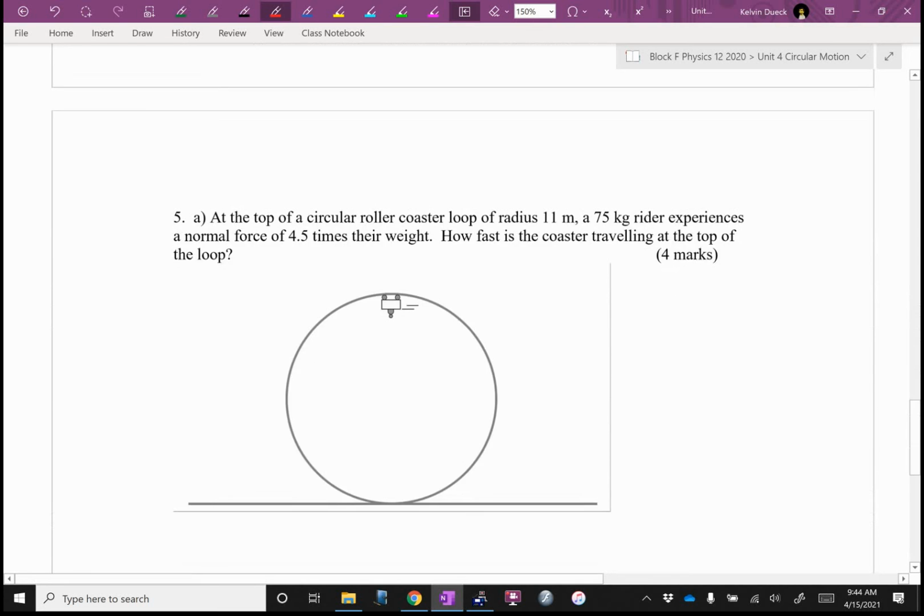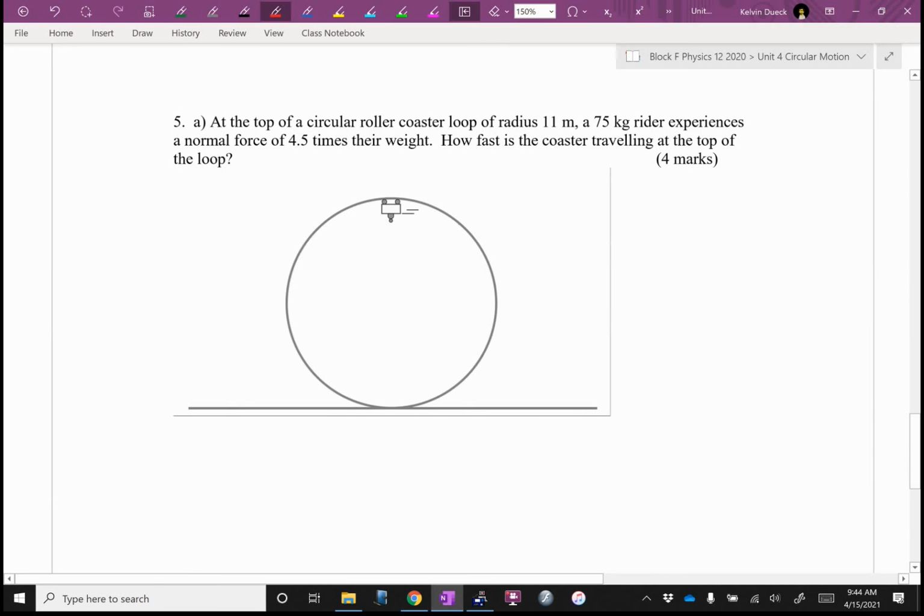Turn the page over. Even though in real life we never build circular roller coaster loops, that's the physics we can handle, so we're going to look at circular roller coaster loops. At the top of a circular roller coaster loop of radius 11 meters, a 75 kilogram rider experiences a normal force of 4.5 times their weight. How fast is the coaster traveling? I haven't blatantly done one like this with you.